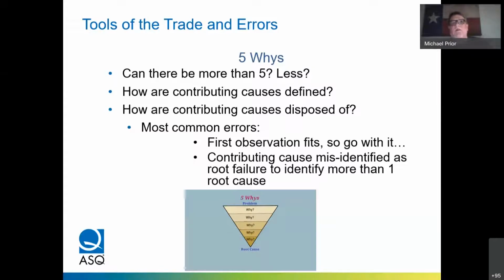Another thing a lot of people make mistakes on, and I'm hoping the class tonight will talk about this and experiences they have, is contributing causes and how a contributing cause can really throw off a root cause investigation. Because a lot of times that contributing cause is like a match when it's lit. It's very bright, it burns fast, and gets everybody's attention. But in 15, 20 seconds, it burns down to nothing.